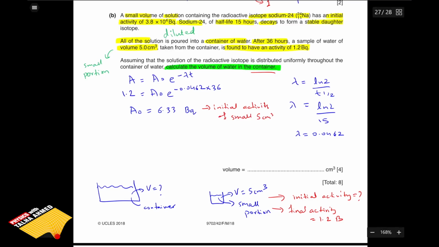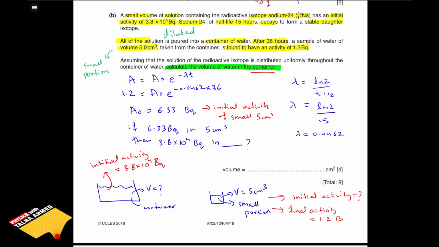Now, remember, this is the initial activity of the small sample. Then what will be the initial activity of the large container from which this small sample was taken? Well, all you need to do here is very simple mathematics where you can just use ratio. So just ask yourself this question. If the initial activity for 5 cm cube sample was 6.33 becquerels, then what will be the volume of the sample that has a large activity of 3.8 times 10 to the power 4 becquerels? So I just cross multiply, I solve that ratio, and I get my answer to be 30016 cm cube, which I'll just write down to two significant figures. So that becomes 3.0 times 10 to the power 4 cm cube.